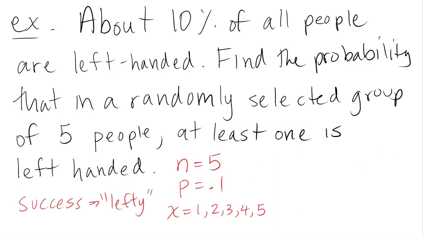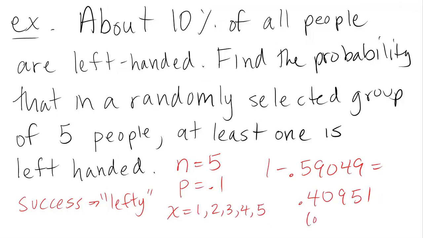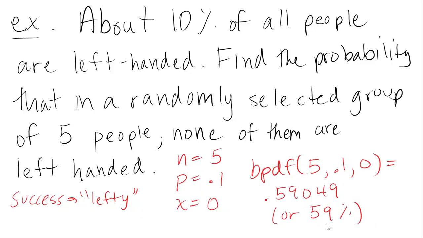So it would just be 1 minus that probability. 1 minus 0.59049, which would be 0.40951. Let's see what we got when we did it with the calculator. 0.40951, same answer. But we can avoid doing all of the individual cases by just recognizing that it's the complement of an easier case. This is around 41%. Again, that's 100% minus the 59% that we got in the previous example.